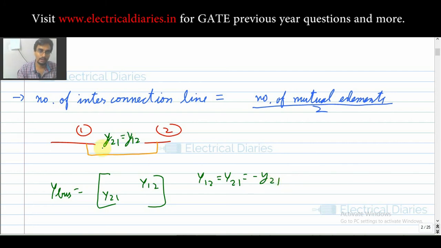So for one interconnection line you have got two mutual elements in your matrix. Okay, so are you getting what I'm trying to say? That for one interconnection line you are getting two mutual elements in your matrix. That is why your number of interconnection lines will be equal to what? Number of mutual elements by 2. So by this logic we are deriving this relation.